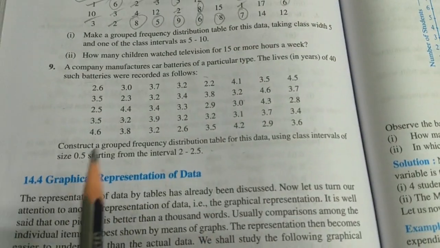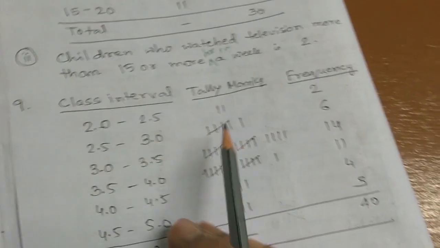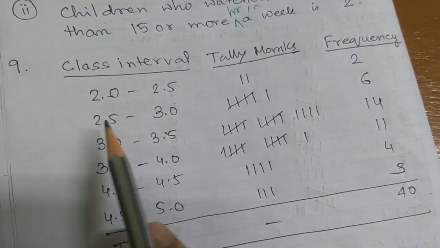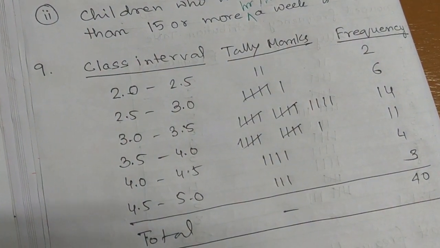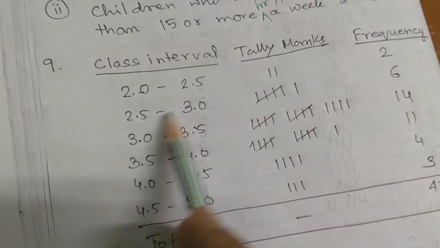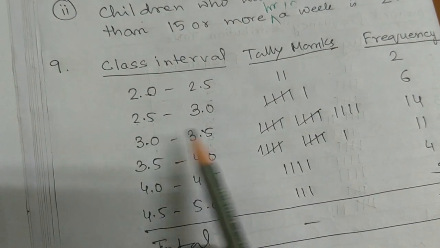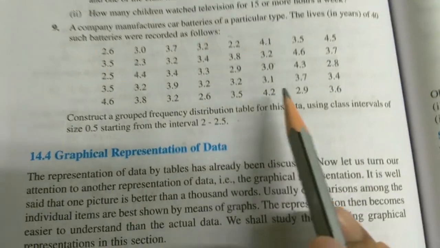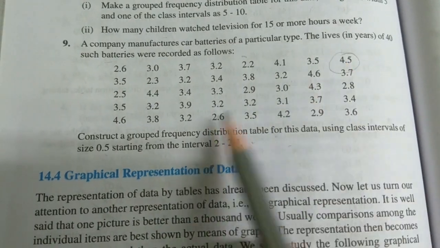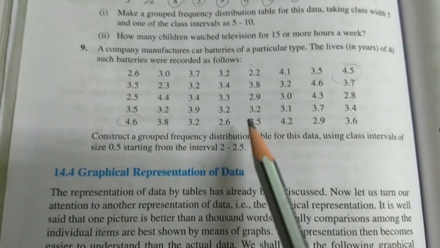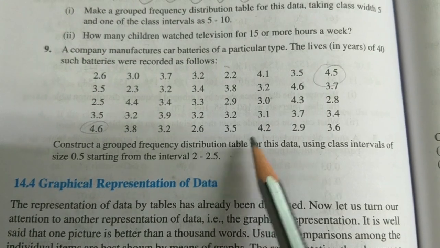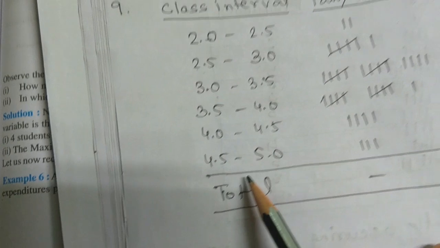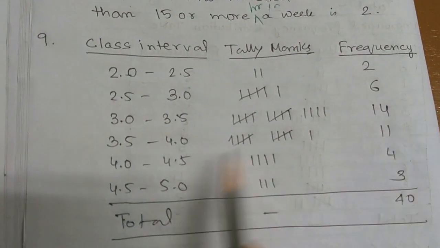So we start with 2 to 2.5, then 2.5 to 3.0, because the class interval size must be 0.5, so the difference between them must be 0.5. Here also 3.0 to 3.5, and so on up to 4.5 to 5.0. Why? Because we found some data like 4.5, 4.6. There is no data more than 5, so we take the last interval as 4.5 to 5.0.